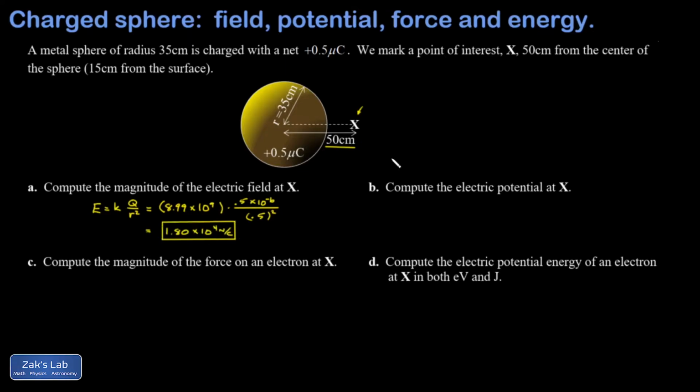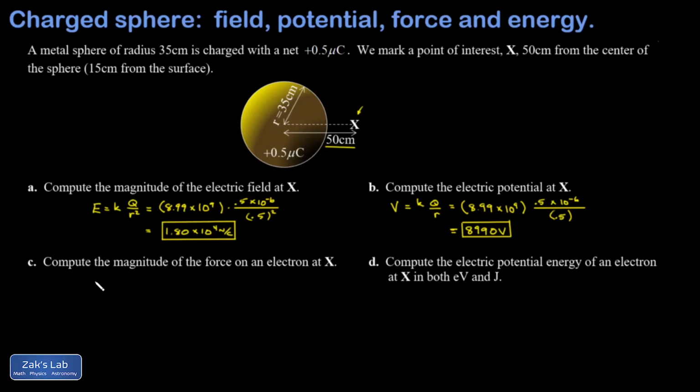Next, I want the electric potential at the point of interest. And when I run the numbers on V, I get 8,990 volts. In part C, we're asked for the magnitude of the force on an electron at this point.